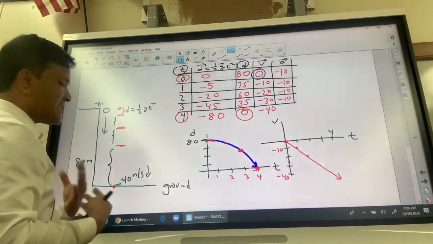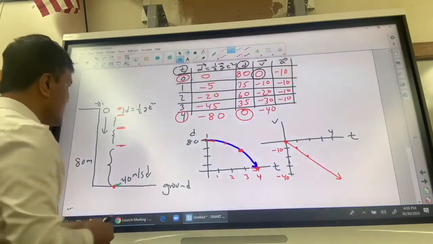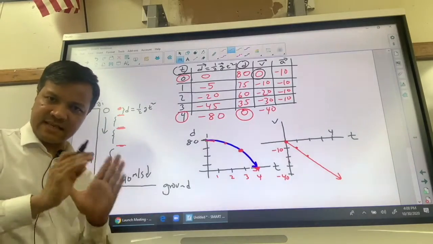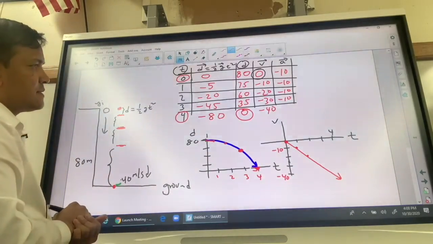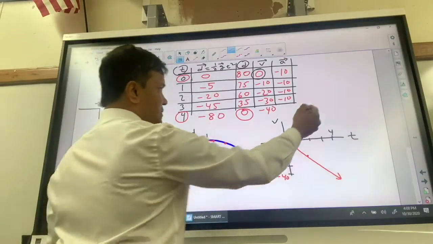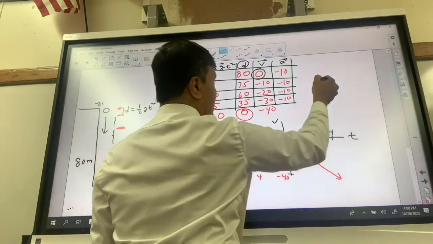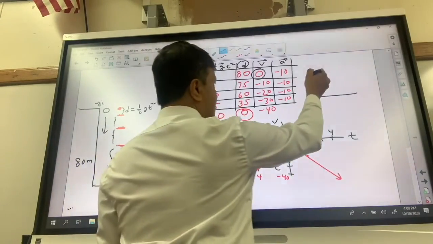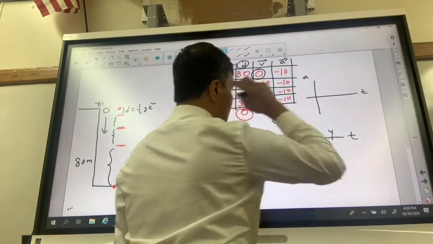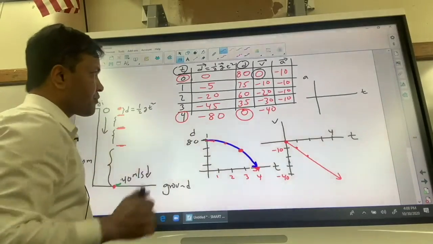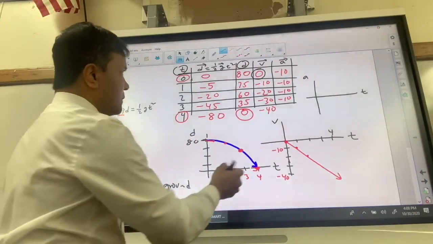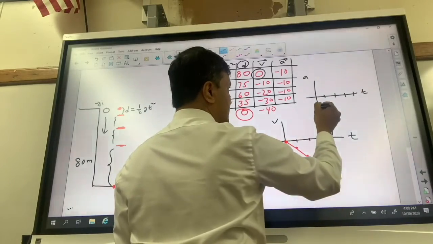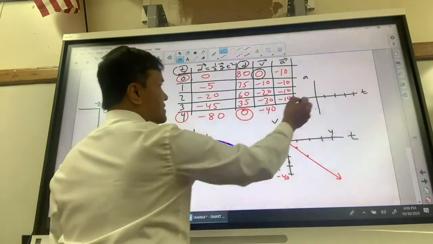So does that match with what we said? Yes, the ball is speeding up as it falls. That's exactly what we said. Now we're going to do the acceleration versus time graph. So 1, 2, 3, 4. And this is 0, of course.